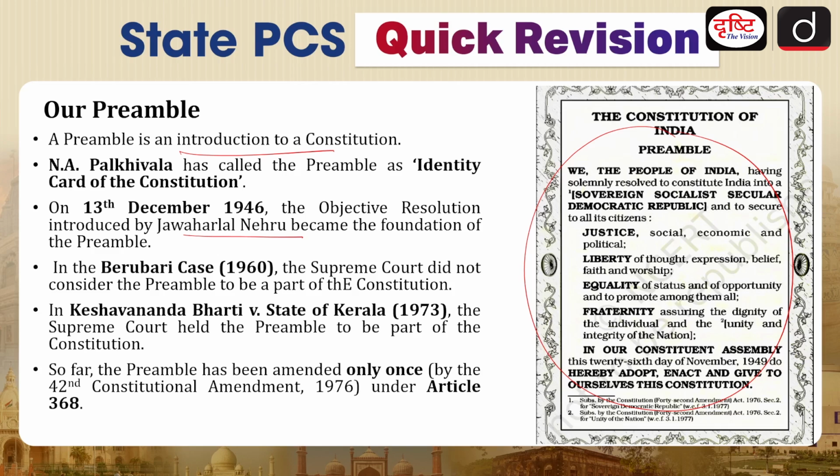So as I told you, in the 42nd Constitution Amendment Act 1976 there are two things which have been added. One is socialist and secular, these two terms were added, and other than that the terms unity and integrity of nation were added in the preamble.